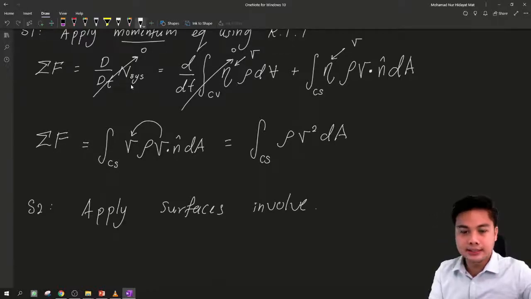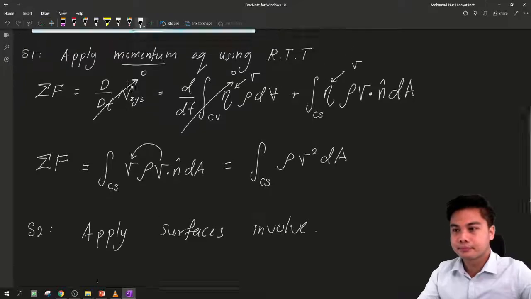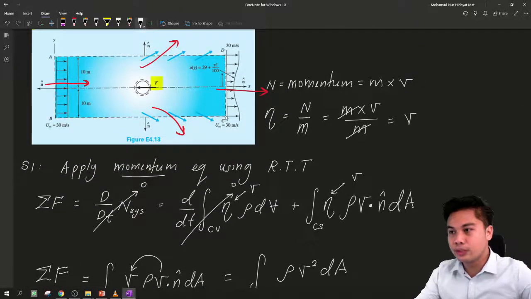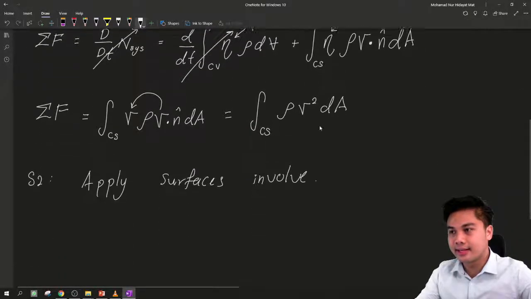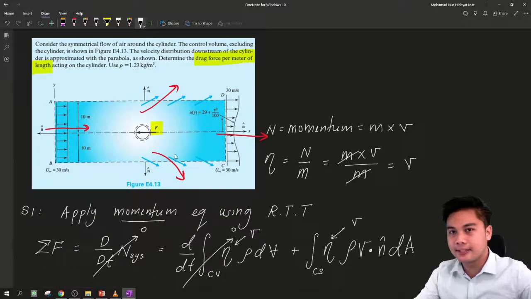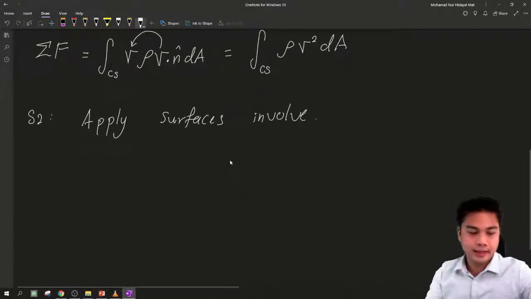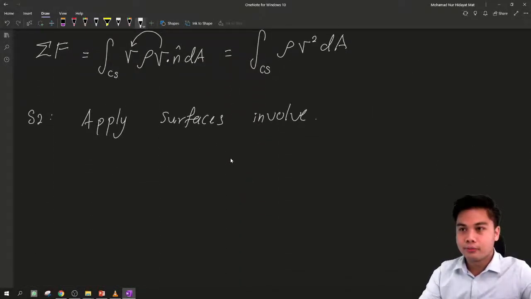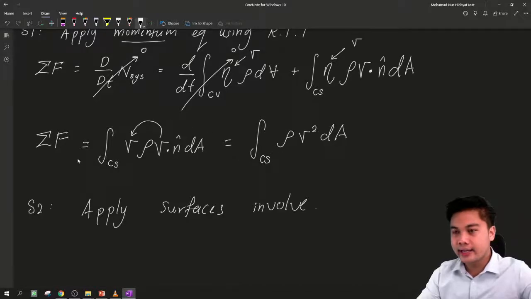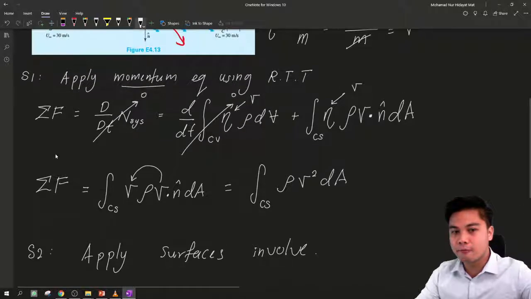So the surfaces involved are... let's say we start with CD first. You can start with any surface. For my choice, I start with CD because this involves the formula, the parabolic CD. Before we start, we must know the summation of force.